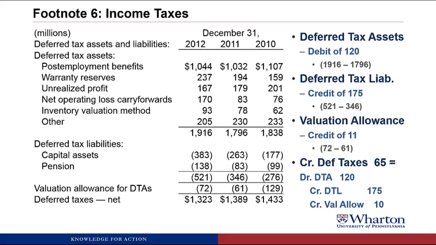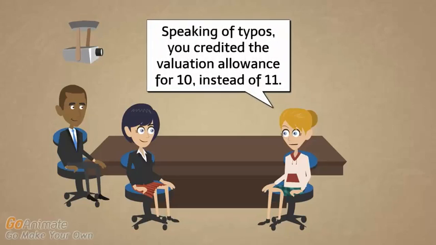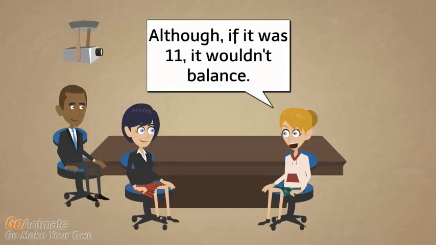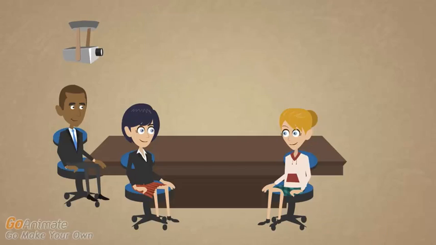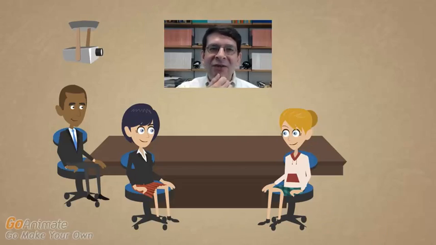But I think there's a question first. Speaking of typos, you credited the valuation allowance for 10 instead of 11. Although, if it was 11, it wouldn't balance. So, which mistake is the correct mistake? That's a very existential question. Which mistake is the correct mistake?